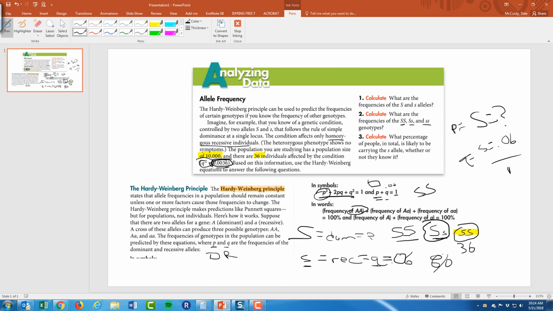All right, next you're going to calculate what percentage of people in total is likely to be carrying the S allele, whether or not they know it. Now, if they have little s, they know they have it because they're exhibiting the phenotype. They're exhibiting the trait. What other genotype could possibly carry the S allele, but they may not know that they have it? You are right, big S, little s. So to answer this question, to calculate the percentage, you would take whatever you got for big S, little s, and whatever you got for little s, little s, and add that together, and that would be your answer.